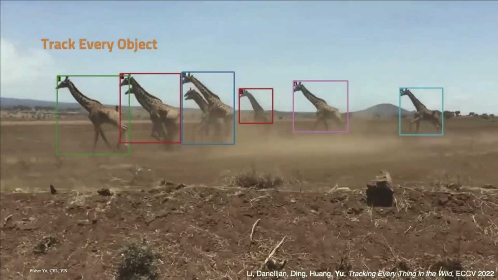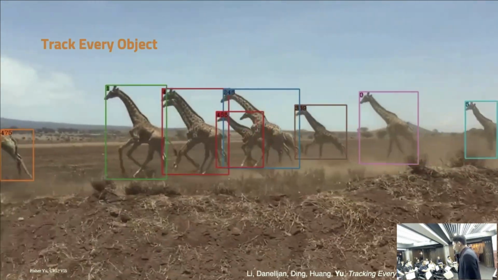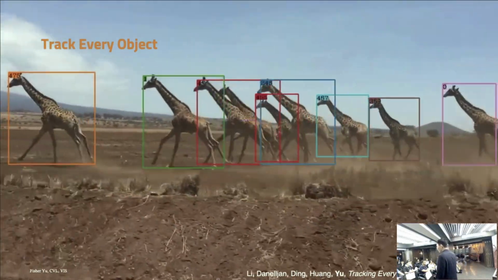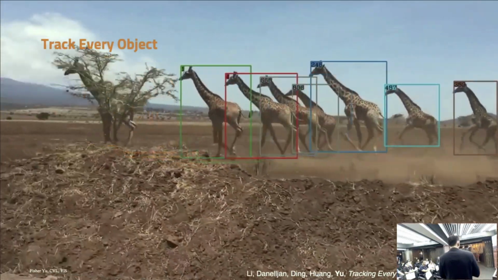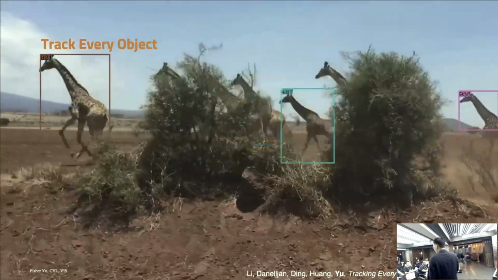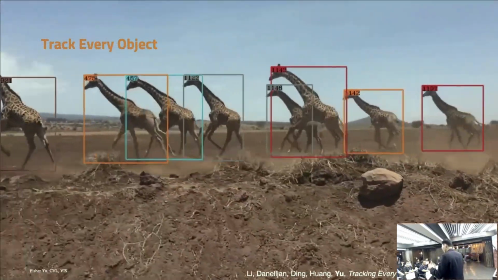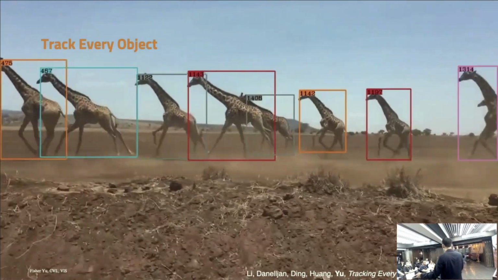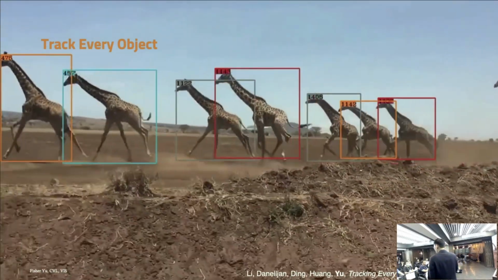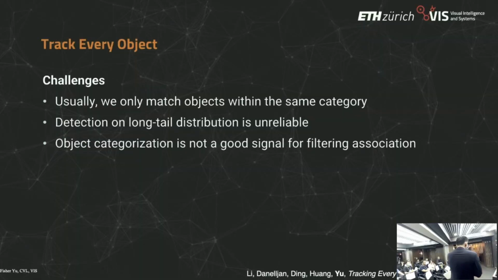And of course, we do not want to stop at only tracking the common objects. We also hope that our method can handle rare objects, basically the objects in the long tail distribution, not only the commonly seen objects, but also the rarely seen objects. However, we find that there are actually some interesting challenges when we extend the tracking method from common objects to the objects in the long tail distribution.